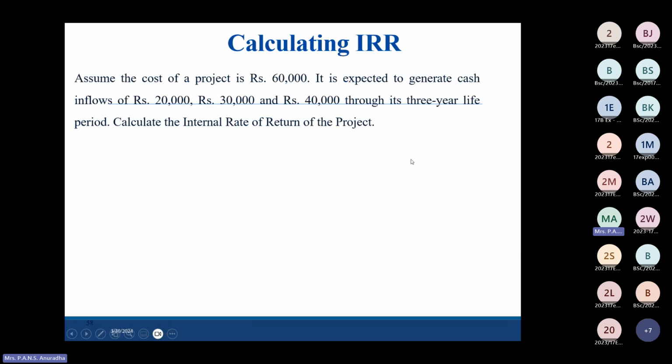So let's calculate IRR. Assume the cost of the project is 60,000. It is expected to generate net cash inflows of 20,000, 30,000, and 40,000 through its 3-year life period. Calculate IRR. So you know how to calculate IRR. Technically, IRR is the rate at which NPV is 0.